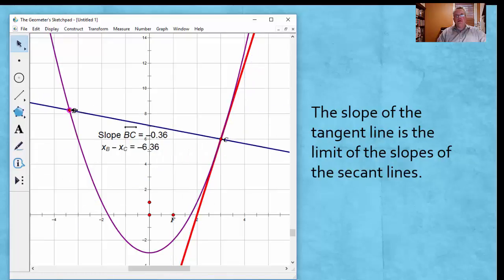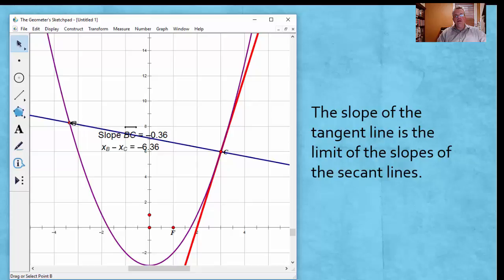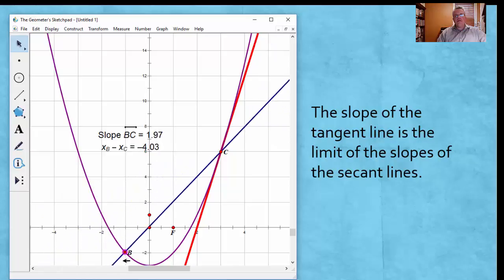So let's go back over here one more time. So right here I have the slope of the secant line. And this quantity right here, xb minus xc, that's actually delta x. It's negative because this point is to the left of the point we're focusing on. If I move point B so that it's to the right, like over here, then we see that delta x is positive. So whether I'm coming from the right or from the left here, as I let B approach C, the slope of the secant line approaches the slope of the tangent line. Okay? There's delta x equals 0. Actually, the secant line is equal to the tangent line right there.